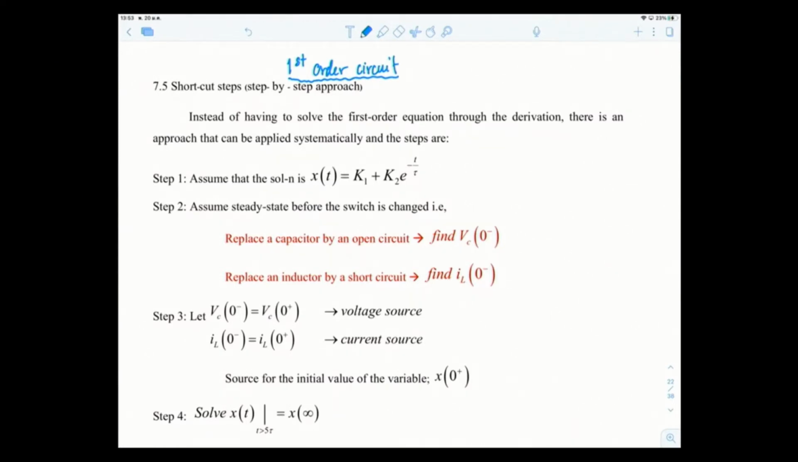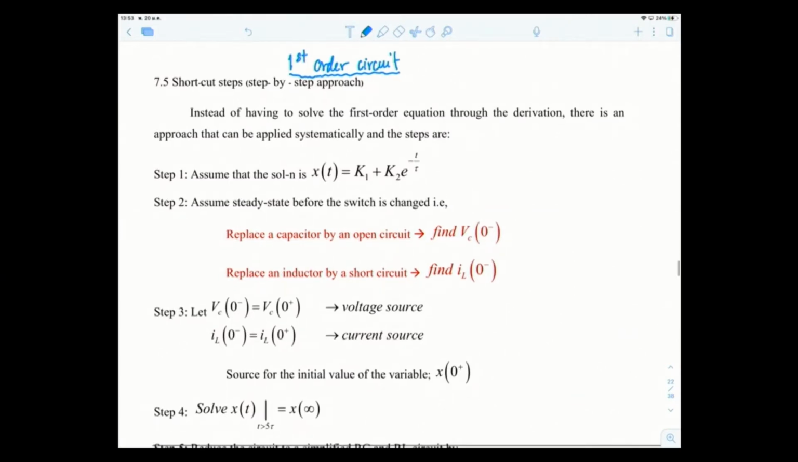So let's start. In the exams, I would be happy if you can use this method to analyze your problem and get the correct answer, of course. So we are still at the first order circuit. The steps are, as you can see here, step 1, 2, 3, 4, 5. If you have a first order circuit, you get the first order equations to solve.